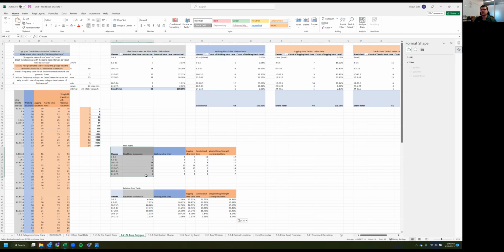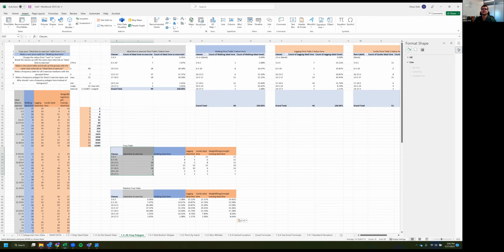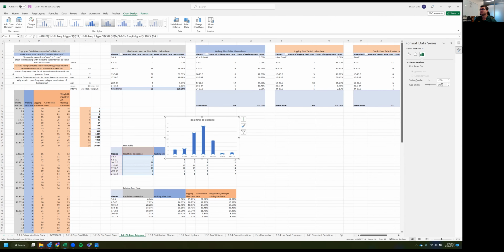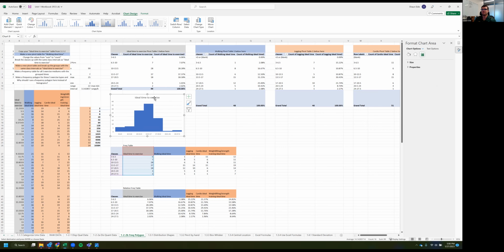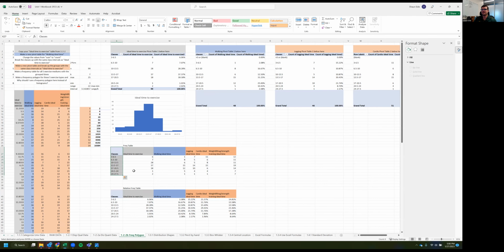Now, normally you would make a histogram and you would just do insert histogram. And you do that by making a bar chart and changing the gap width to 0. And in the previous lecture, I go over that a little bit more. But this is the bar chart for ideal time to exercise. And then I can highlight this and hold down Command. You can do the same thing.